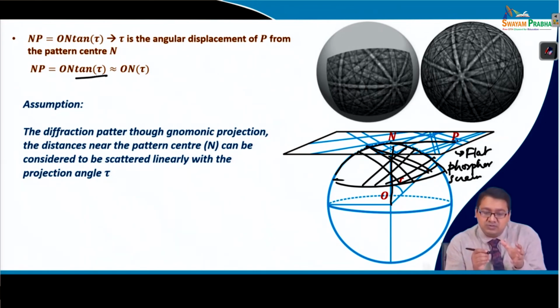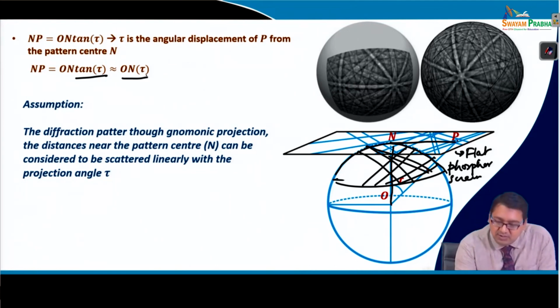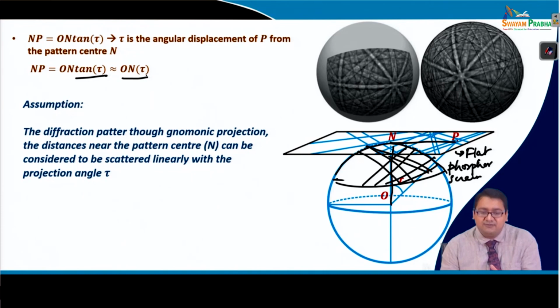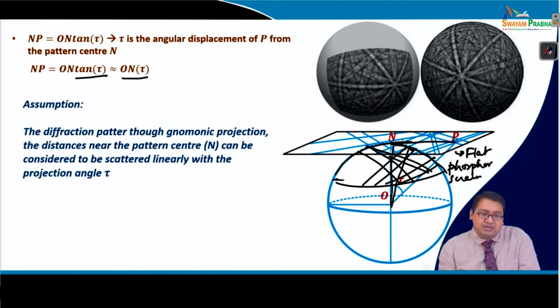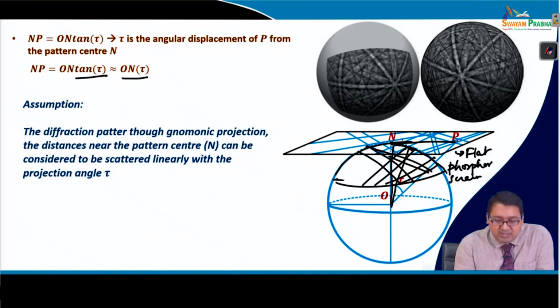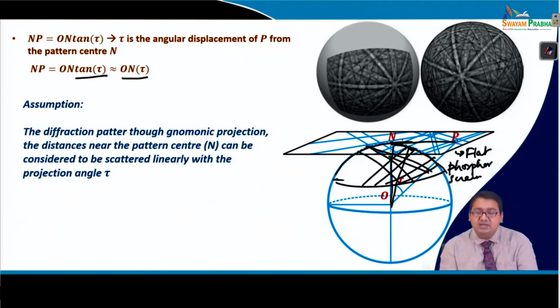But to tell you, because the lambda of the electron beam is so small, it is almost equal to O n tau, because you see that in case of this kind of diffraction, the distance n p is very close to the arc of that sphere. So, n p is basically equal to O n times tau. So, while we are doing this kind of calculation, we are taking an assumption that the diffraction pattern, though a gnomonic projection, near the pattern center can be considered to scale linearly with the projection angle tau, and that is what we are considering while calculating the zone axis and the ND and the RD of a particular Kikuchi pattern one by one.